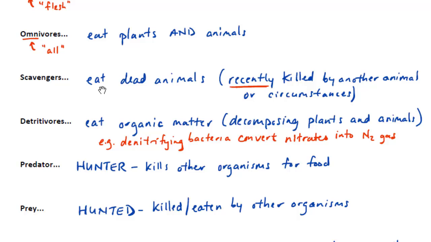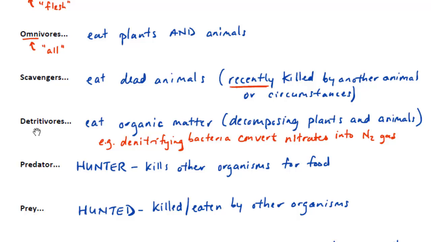A scavenger eats dead animals, like a crow on the side of the road when it's eating roadkill. These are eating recently killed animals, either killed by another animal or maybe by a circumstance like it got hit by a car, or maybe it just died of old age. But either way, scavengers eat dead animals.